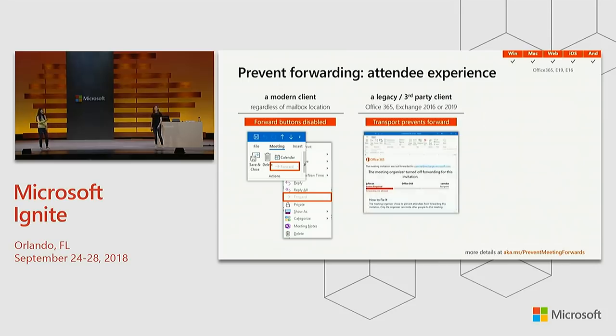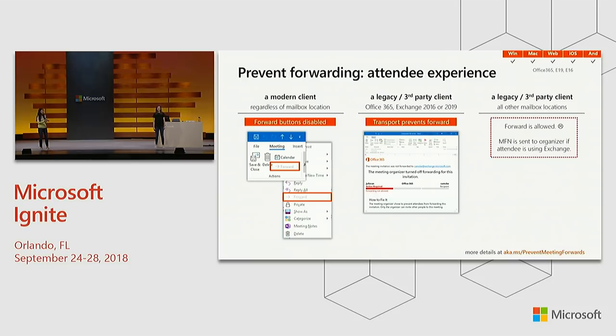Okay, great. The second best experience is if you're using a legacy or third-party mail or calendar client, but your mailbox is hosted in O365 or one of the newer Exchange servers, 2016 or 2019. When you go to forward the meeting, the transport will actually block that forward and respond with an NDR. So your forward doesn't actually go out to the new attendee, and they're not invited to the meeting. You get a little bit of explanation in the NDR that says you can't forward because the organizer has turned off forwarding for this meeting.